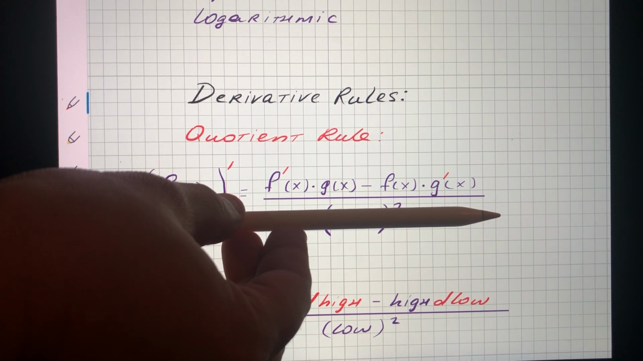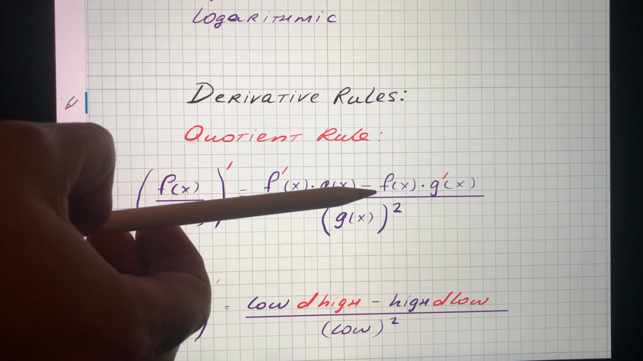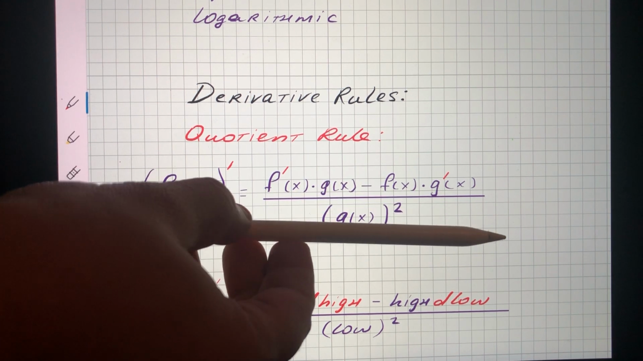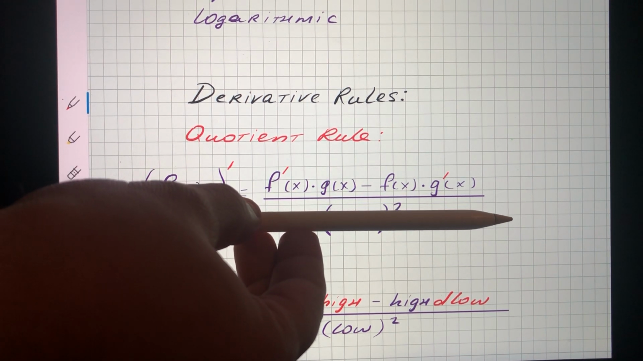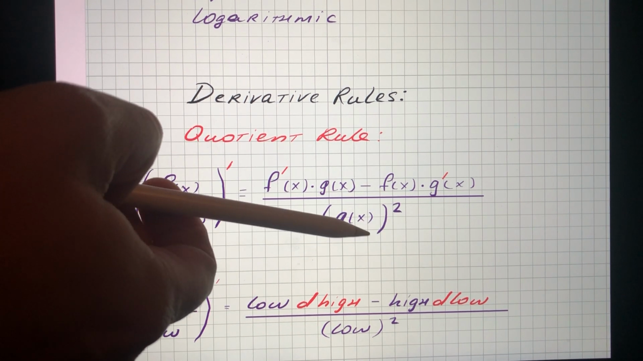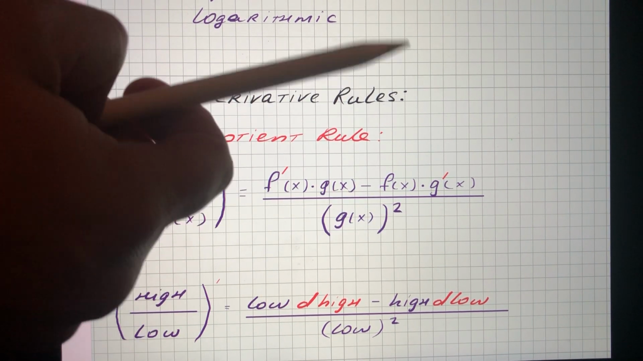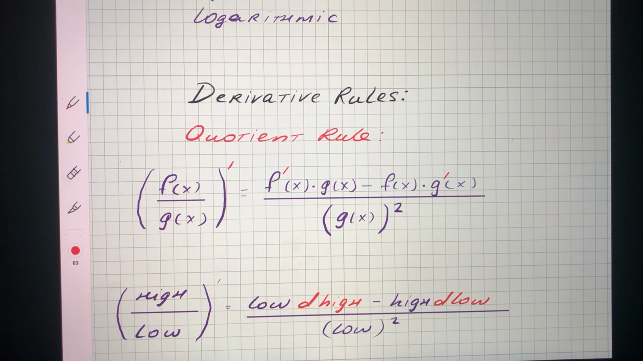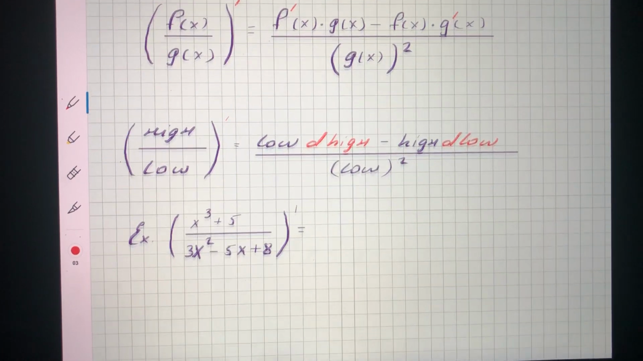One thing to notice is that the top piece of the formula is almost exactly the same as the product rule. The only difference is in the product rule there is a plus, and in the quotient rule there is a minus. So if we simply rewrite the product rule and put minus in between and then divide it by the bottom squared, that's exactly the same as the quotient rule. So let's apply it to an example and see how that works out.